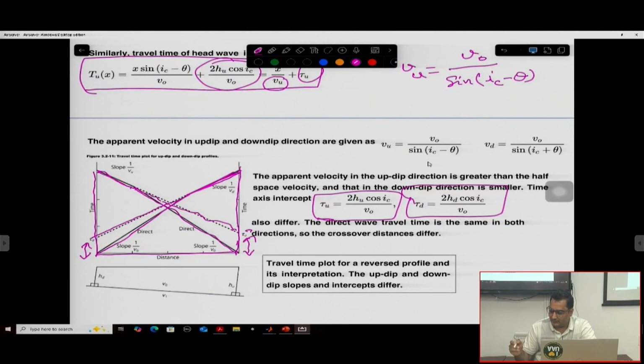So from this curve, you can find out the apparent velocities, Vu and Vd, and V naught you can find out from the slope of the direct wave, right? You have the direct wave velocity. You can also find out Vu and Vd. So you have two equations and two unknowns. Ic and theta are unknown now. All other things have been found out, right? So you can easily find out Ic, and you can also find out the dip of the layer, the interface, right?